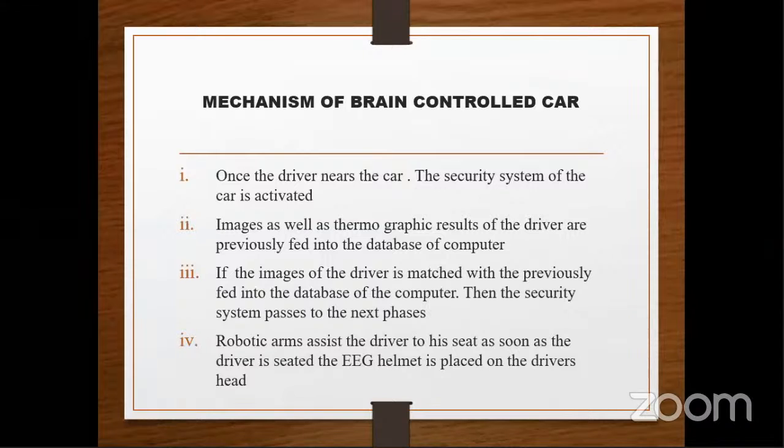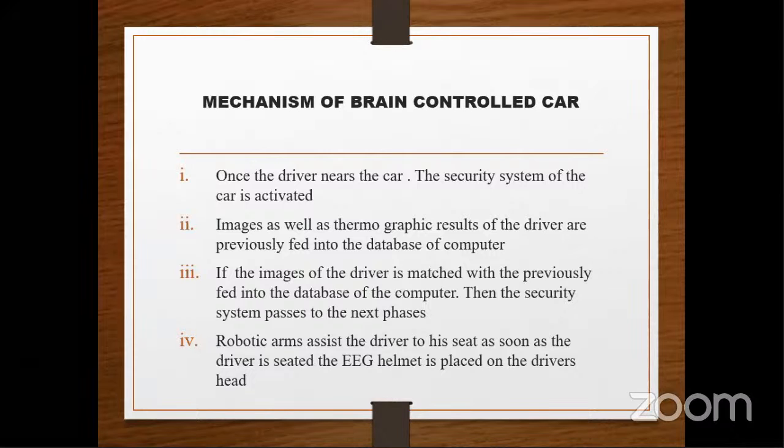Now I'll be explaining step by step how this car works and what are the steps an individual will go through while handling it. Step one: once the driver is disabled near the car, the security system of the car is activated. Images as well as thermographic results of the driver are previously fed into the database of the computer. If the video images match with the database entries, then the security system advances to the next stage. Here, the thermographic image verification is done with the database.